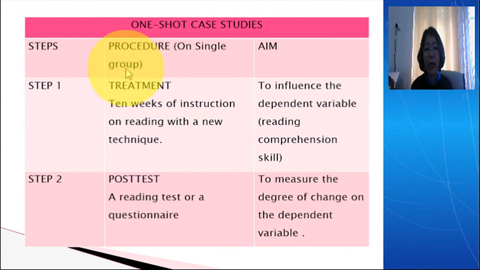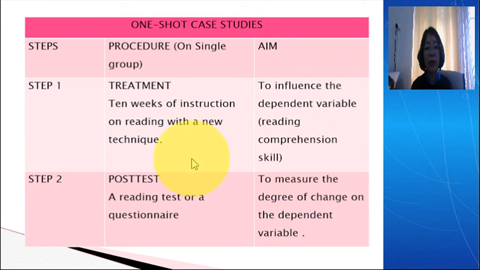So let us see, our independent variable, which is used as a treatment, is 10 weeks of instruction on reading with a new technique. The first step is we have just one group only, so we don't have a control group and an experimental group. We just have an experimental group, and we provide a treatment of 10 weeks of instruction on reading with a new technique. What is the aim? To influence the dependent variable, that is the reading comprehension skill of the student.